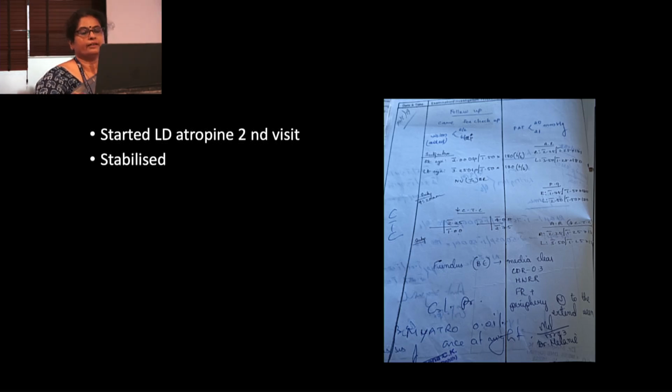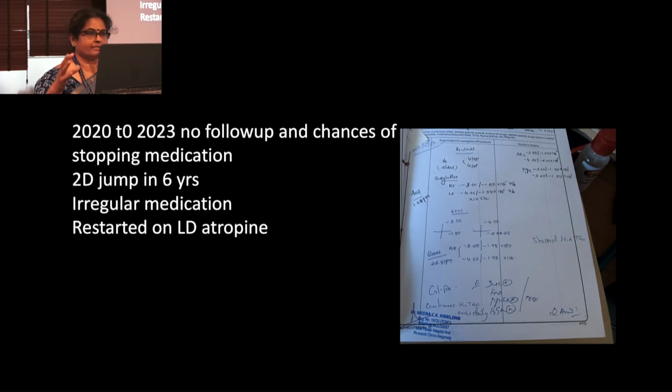Then the child came once, and it was okay. And in 2019, there was a progression to -2 and -3.25. We started low dose atropine, during the second or third visit. Then obviously COVID started, and most of the patients, even when they come after 6 years, will say it was COVID, so we couldn't come. That is the usual thing we hear from the parents.